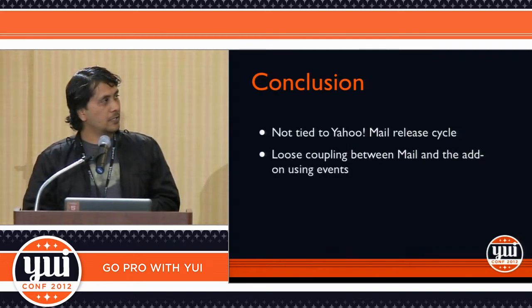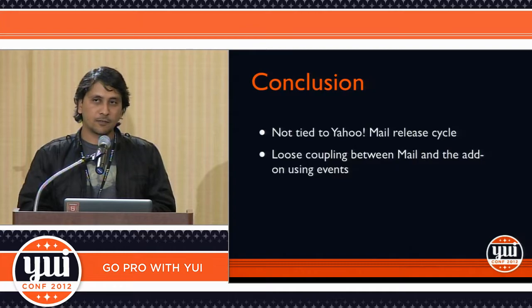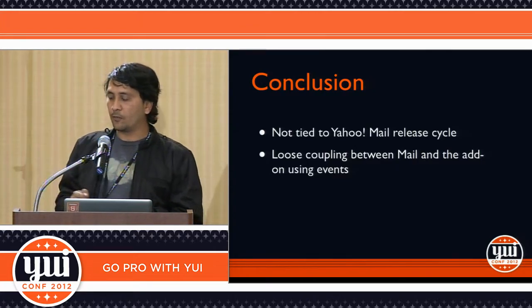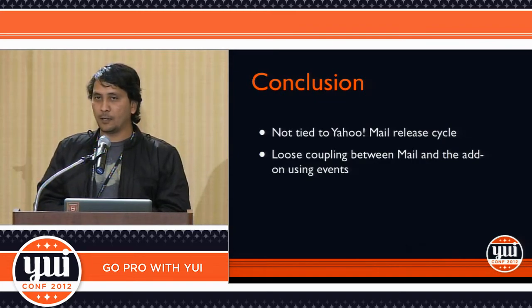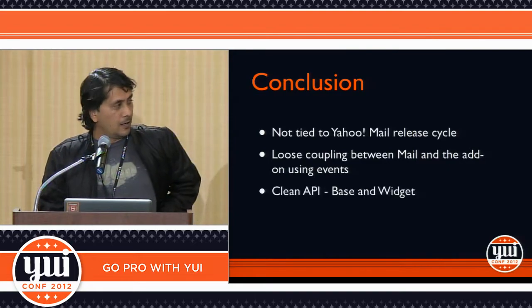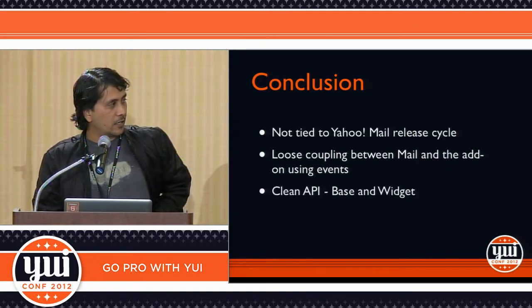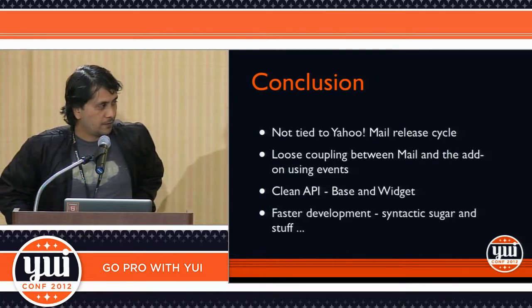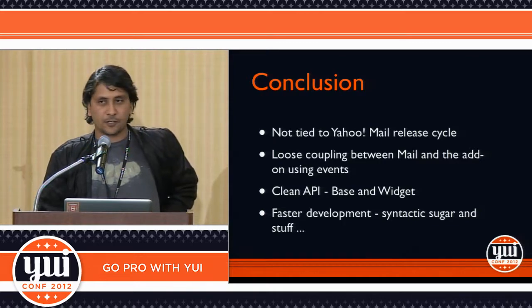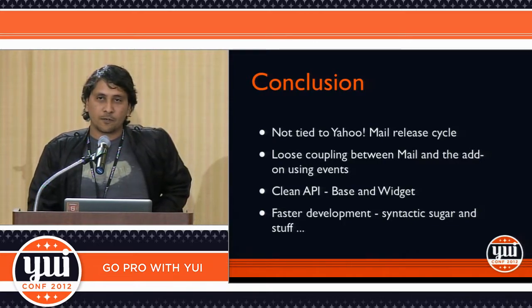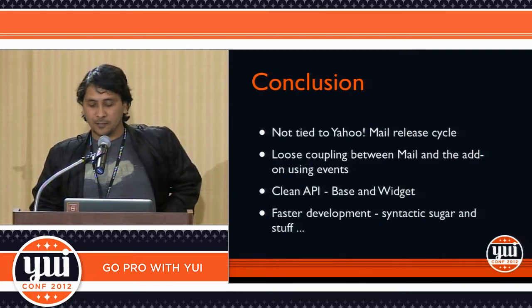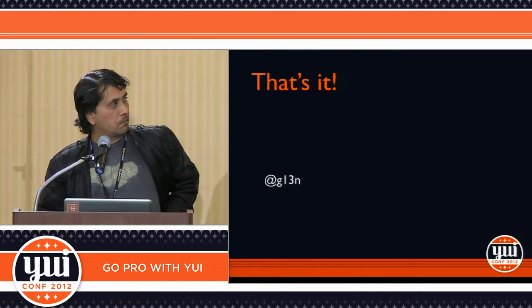And there is loose coupling between Mail and the add-ons itself because we are relying on events. For any app to be added onto Mail, I don't need to talk to Mail or modify the Mail code base. Independence. And because we use base and widget, it gives us a very clean API. And faster development as well. Like I said, syntactic sugar. We don't need to check for hasOwnProperty and all those things. We use Y.Array.each and all those kind of sugar methods. That's about it.